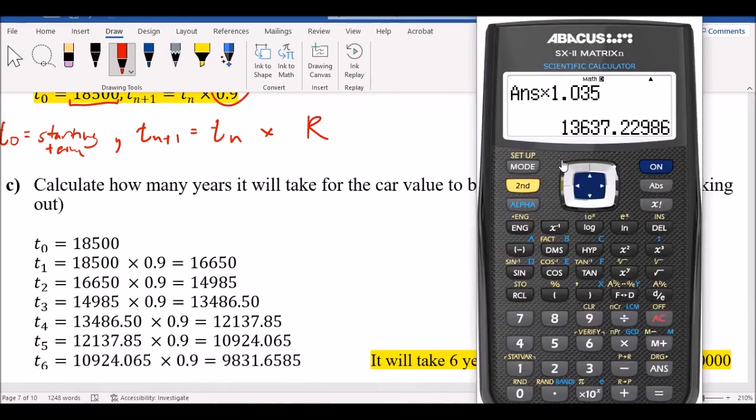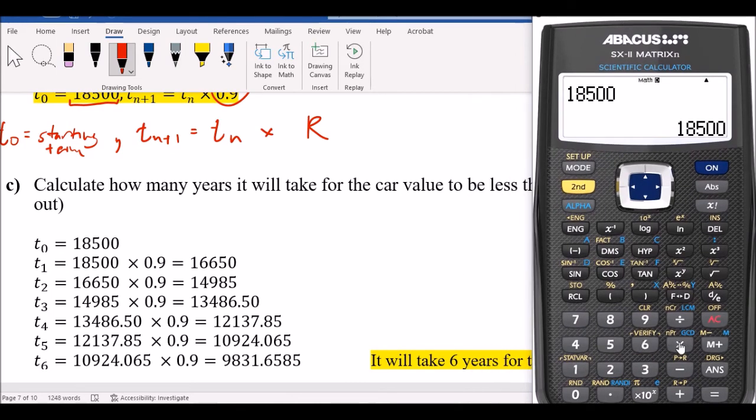On my calculator, this is how you do it. 18,500, so start with that. Then press enter. And then you know that the common ratio is 0.9, so times 0.9. So when you press enter, this will be the first year. So year 1, year 2, year 3, year 4, year 5, year 6. On the 6th year, it'll be below 10 grand, which is what we have here.